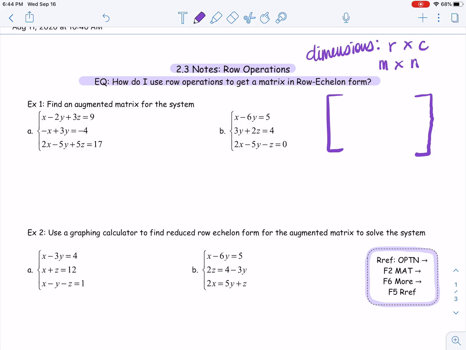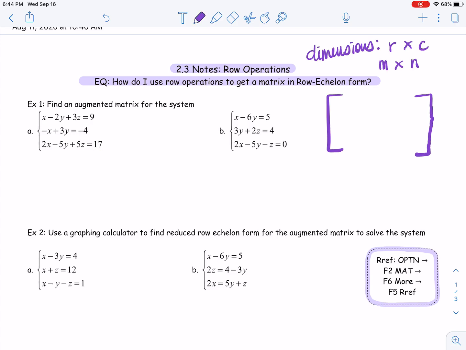It says find an augmented matrix for the system. So what that means is that we're going to use this system in example A, and we're going to write a matrix for it, specifically for it. And the way that we do that is we use the coefficients of every variable along with the constant. So equaling that number, that is your constant here. When it's equaling some number, that's what an augmented matrix is.